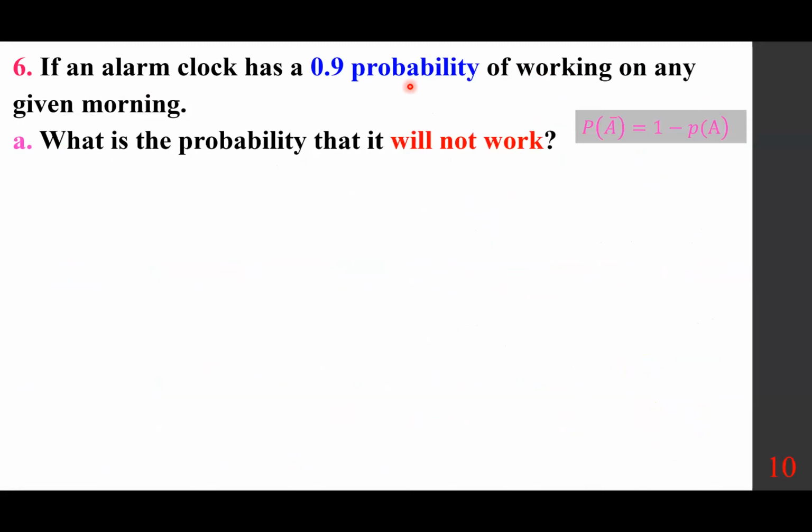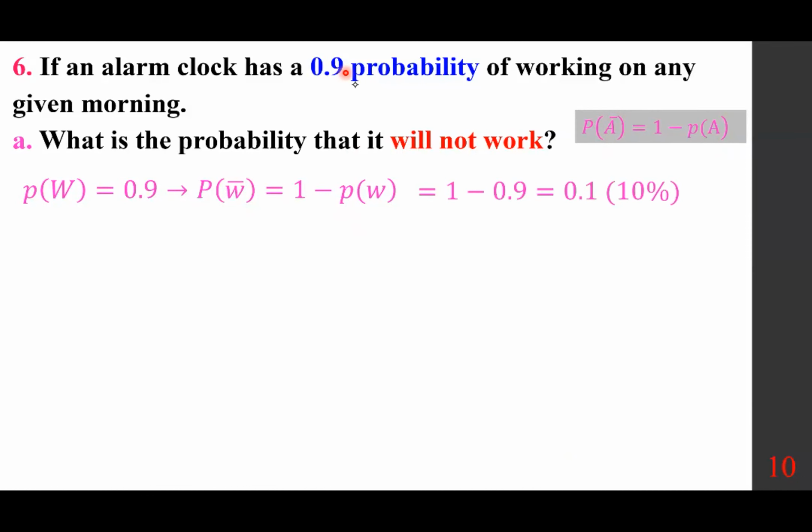If an alarm clock has a 0.9 probability of working on any given morning, what is the probability that it will not work? And by the way, that's really not a good probability. As you know, the probability of its complement is 1 minus the probability of A. So the probability of working is 0.9. The probability of not working, with this line segment at top, is called the probability of A not, or A complement. 1 minus that makes it 0.1 or 10%. So if there's a 90% chance it works, there's a 10% chance it won't. And that's what I mean, it's bad, okay?